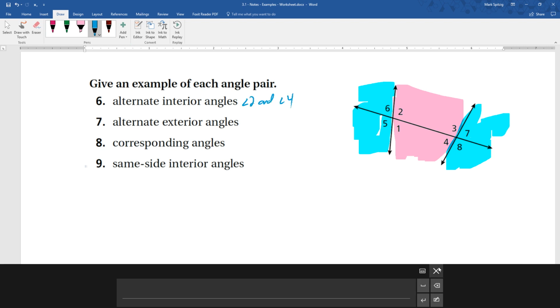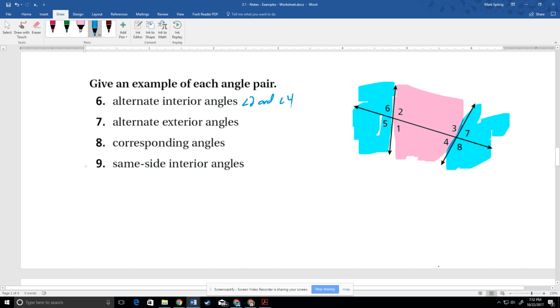Right? And so that would be one example. Of course, we could also say 1 and 3. That would be another example. Alternate exterior angles, basically the same thing. Alternate sides of the transversal, except they're both exterior angles, so both in the blue. So we could say something like angle 6 is an exterior angle, so its alternate exterior pair would be angle 8. And of course, we could also say angle 5 and angle 7. Corresponding angles, there are 4 pairs of corresponding angles, and it doesn't have anything to do with interior or exterior.